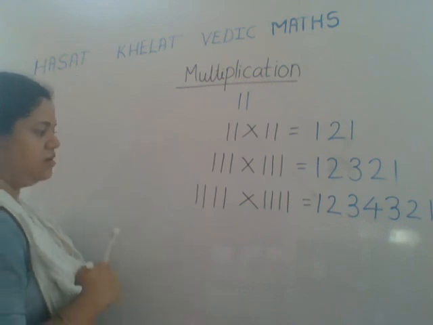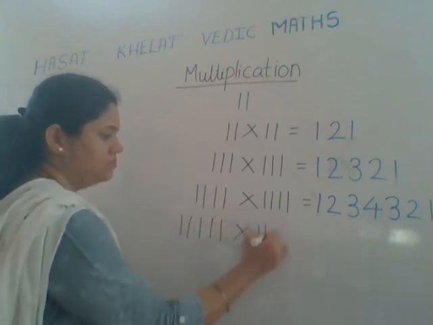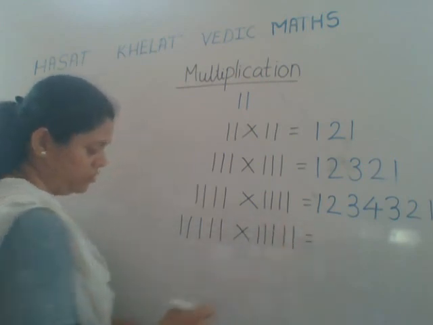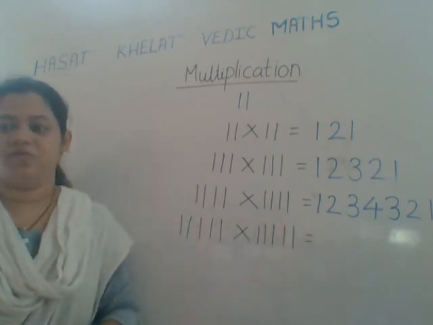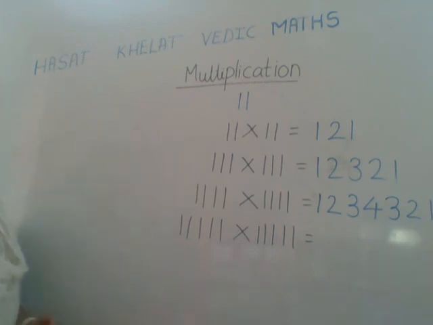So in this way, if the number comes 5 times, what will be the answer? Write it down. Tell me what will be the answer if I write 1 5 times.